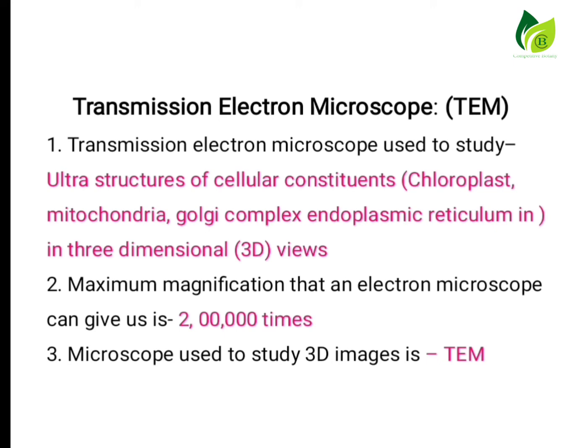Next question: the maximum magnification that an electron microscope can give us is 2 lakh times. The next question: the microscope used to study 3D images is nothing but TEM. Transmission electron microscope can give us 3D images of cellular constituents.